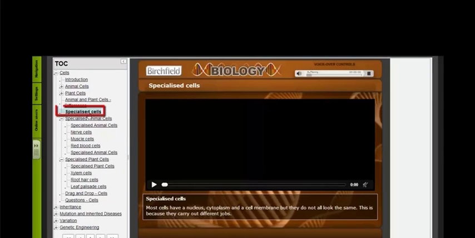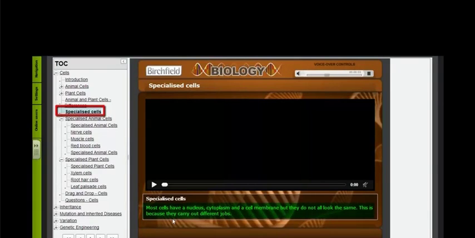Although animal cells and plant cells have common typical parts, like nuclei, they have specific parts that are different and make them different from typical cells. These are called specialized cells, and they are what we are going to talk about right now.